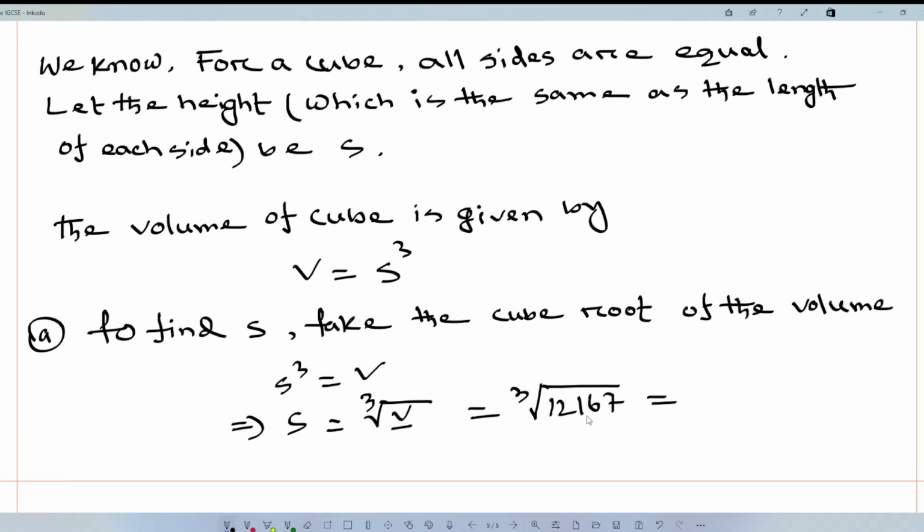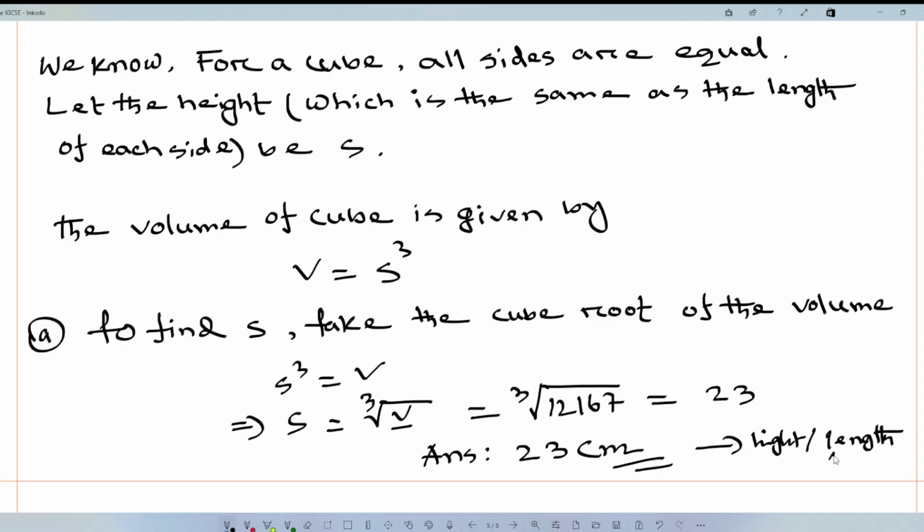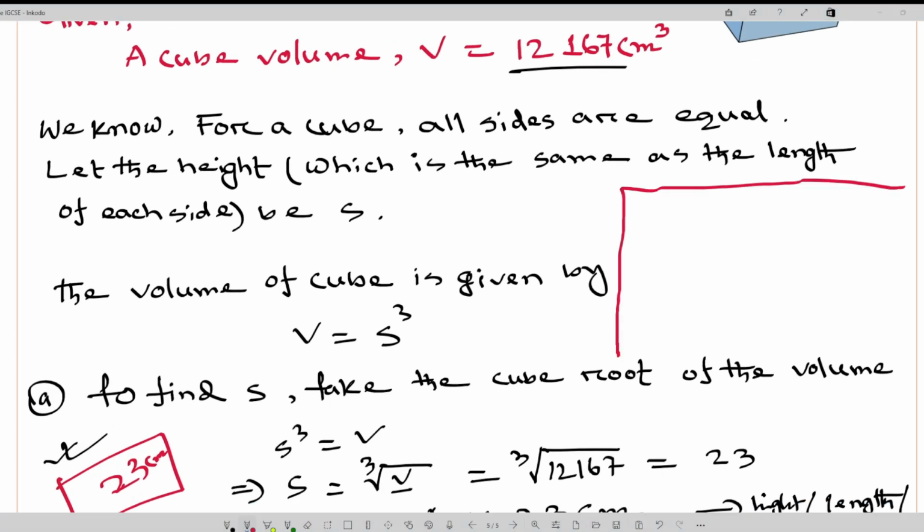So once we calculate the cube root, we will get 23. So the answer is 23 centimeter, which is, we can say, height or length or what? Width. Okay, so number 1 done. The answer is 23 what? Centimeter.